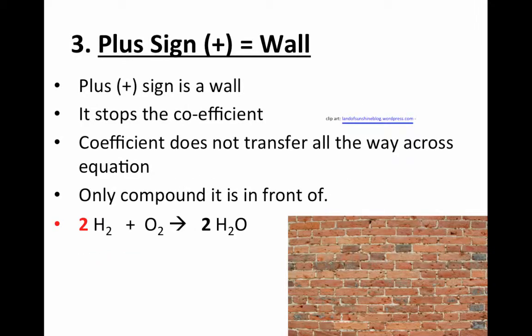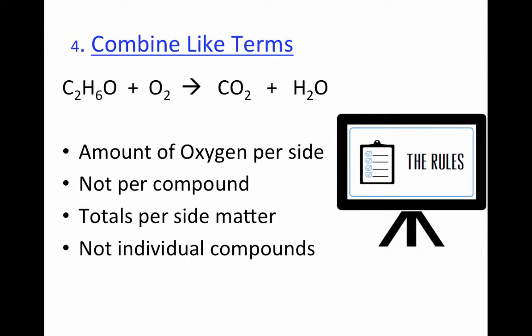Plus sign, I want you to think of that as like a wall, okay? Plus sign stops the coefficient. A coefficient does not transfer all the way across the equation. It only goes in front of the compound that it's in front of. So look at the example below. You've got a 2 in front of your hydrogen gas on your reactant side. That 2 is not going to affect anybody else on the reactant side or on the product side, okay? Plus sign is equal to the wall. Rule number 3.